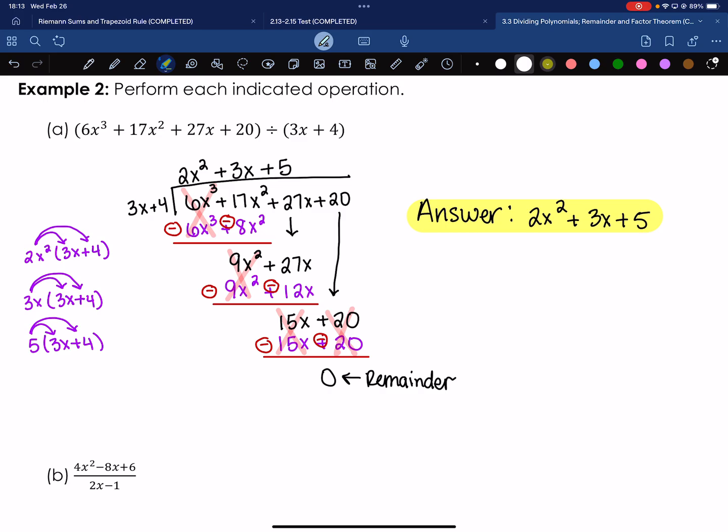Long division works 100% of the time. I'm going to show you another method that only works in certain instances, but it is quicker.